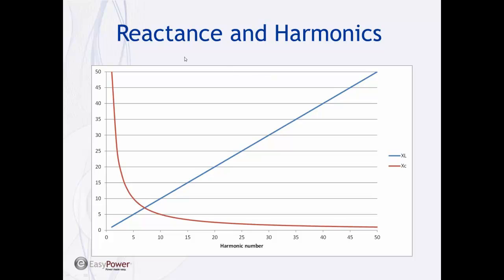Next, let's take a look at how reactance changes. Now we're talking about two types of reactance. The blue line represents the inductive reactance or the magnetic circuit. And as the frequency increases, the reactance increases proportionately. In the case of capacitors, the red line represents the capacitive reactance. And as the harmonic or the frequency increases, the capacitive reactance decreases.